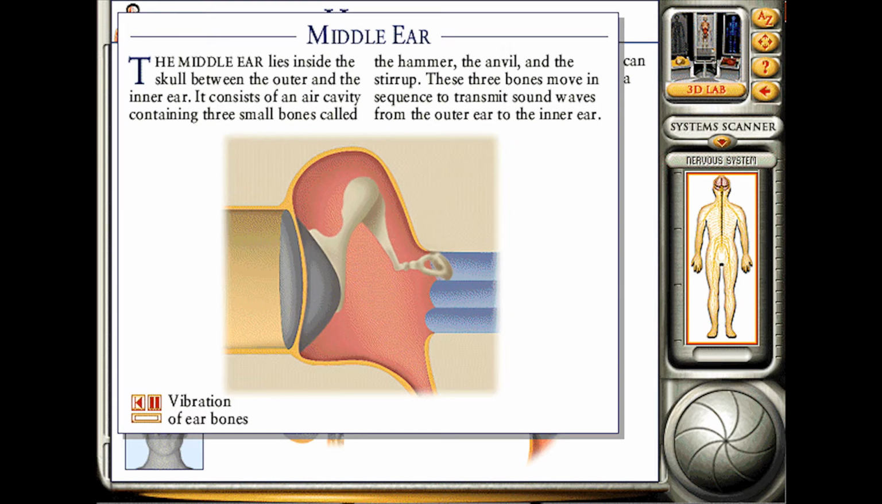The middle ear is one part of your hearing mechanism. It is positioned between the outer ear and inner ear, and its job is to transfer sound vibrations from one to the other.